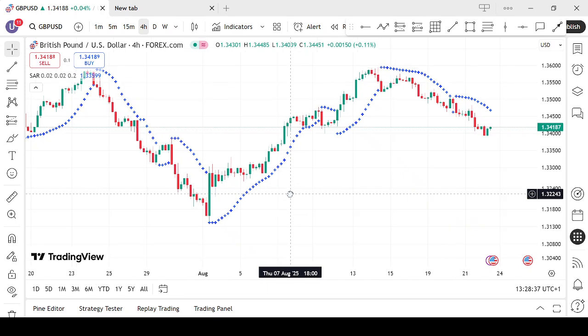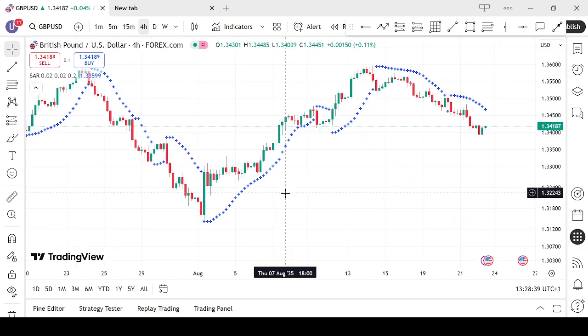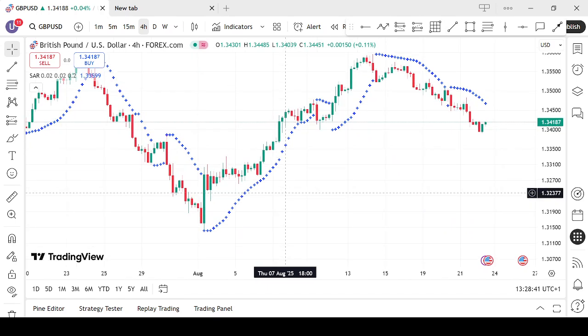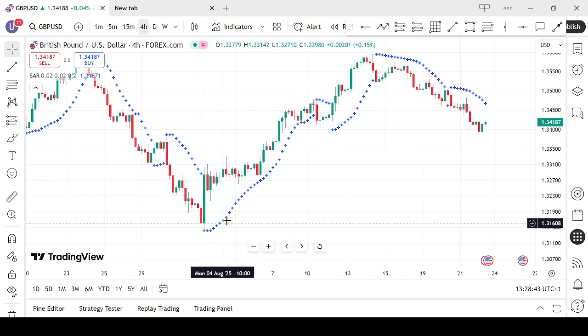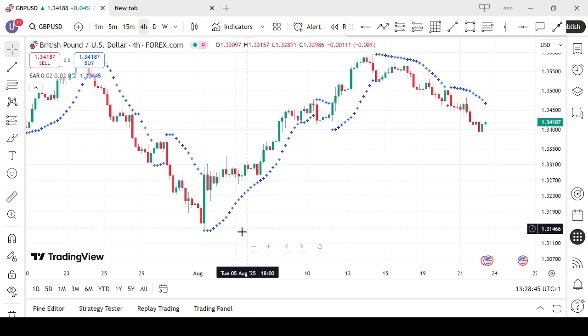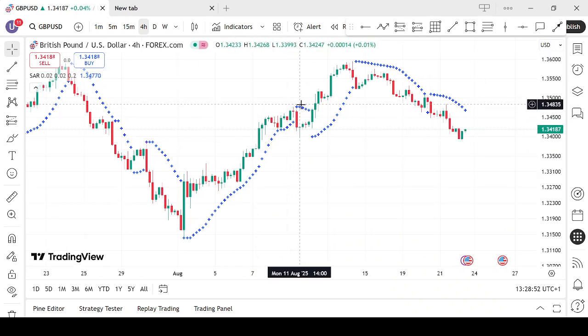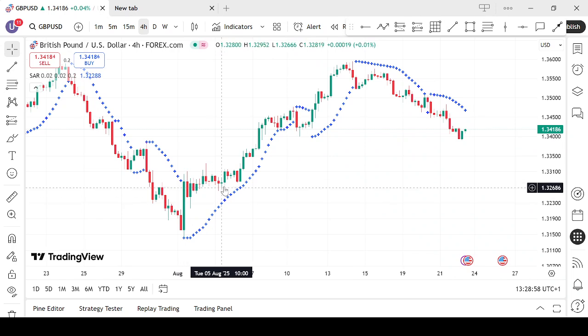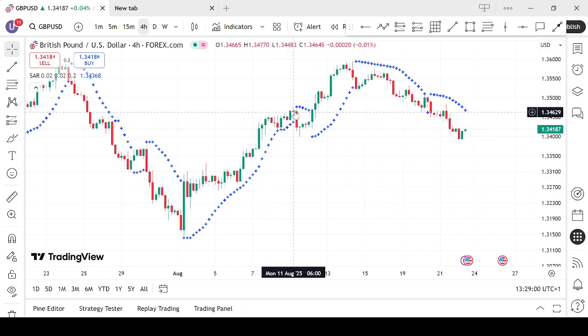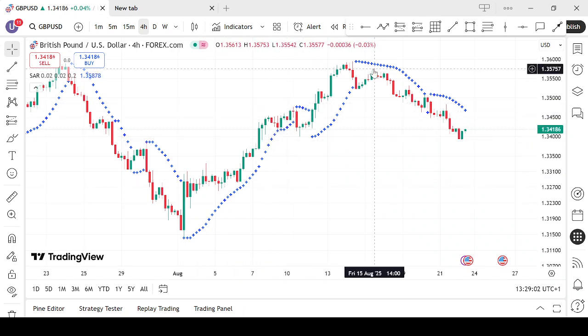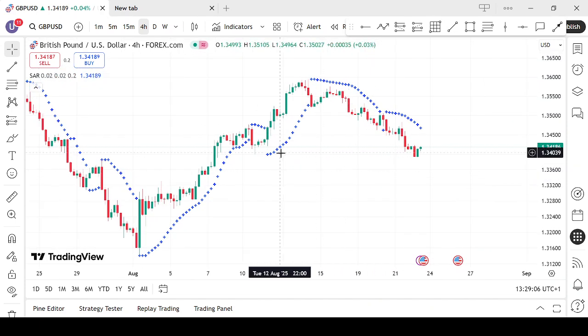Let me repeat that again, because when you see these dots forming below the price on the chart, it indicates an uptrend. When it flips and the dots appear above the chart, it indicates it is switching from an uptrend to a downtrend. This is simply what it means, as you can see from the chart.